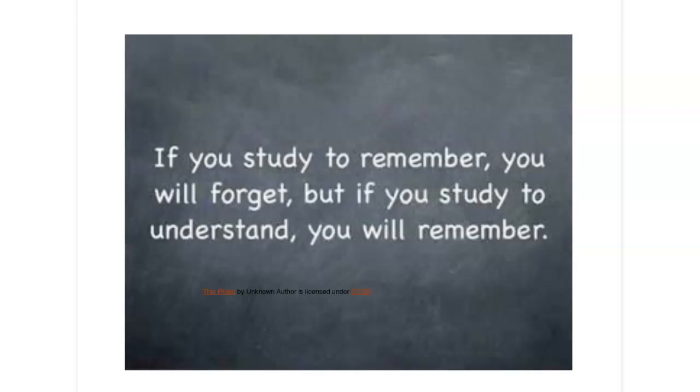The quote says, "If you study to remember, you will forget. But if you study to understand, you will remember." This is a very powerful quote. I'm not going to say much about this quote, but it is a statement that you have to think over and ponder about.